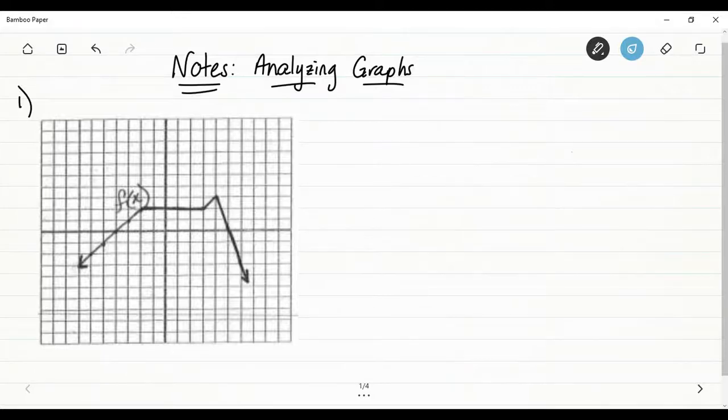These notes are going to be covering how to analyze graphs. You should already have a printed out copy of the graphs as well as the information we are going to be looking for. The first part of our packet shows this particular graph of f of x, and we are looking for first the domain.